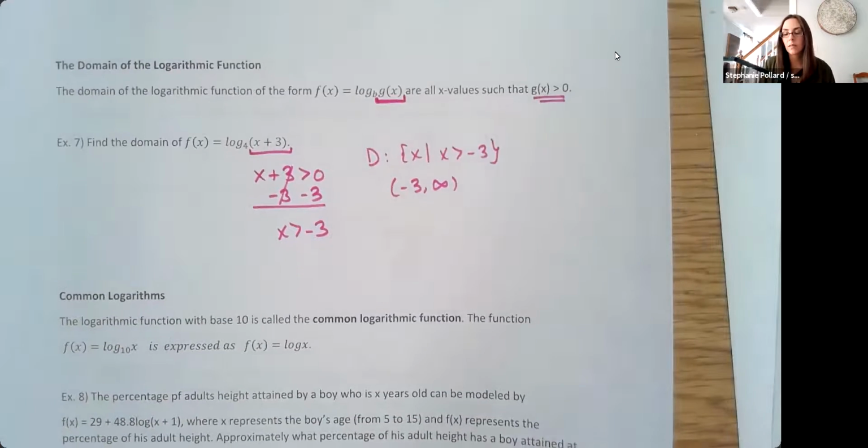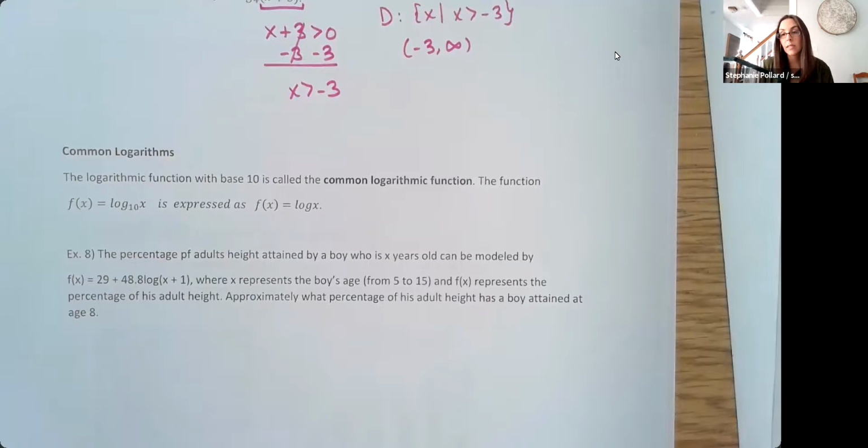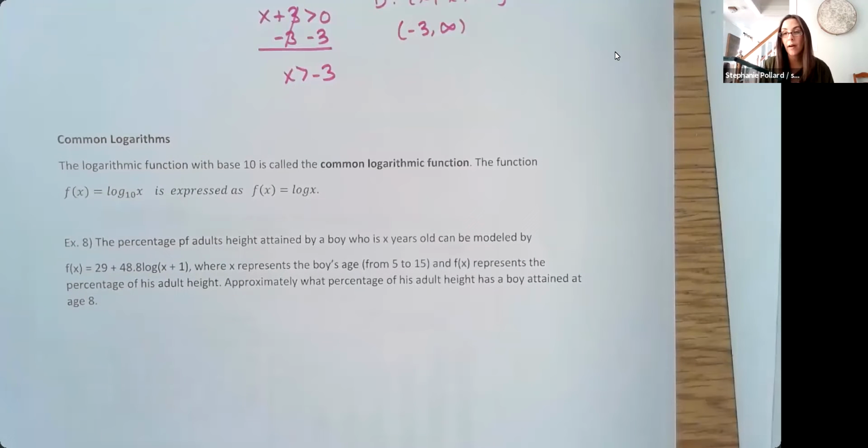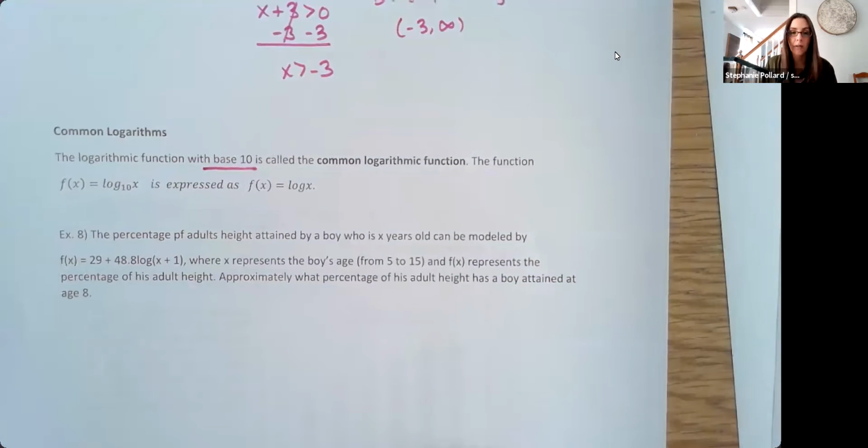Next, I want to look at some common bases that we see with logarithms. Now, you can see different kinds of bases as well, but there are a couple that tend to stand out as being used the most frequently. And the first is base 10. So we actually call this the common logarithmic function. So a function with base 10 is called the common log function.